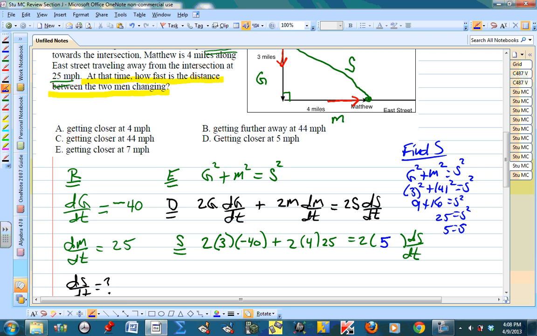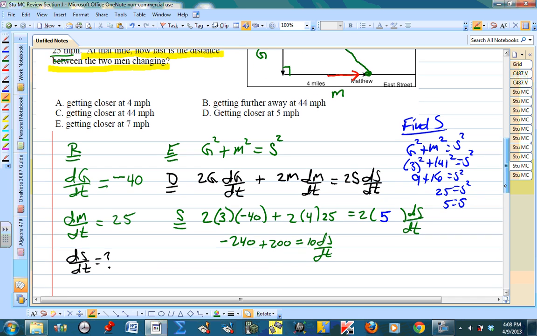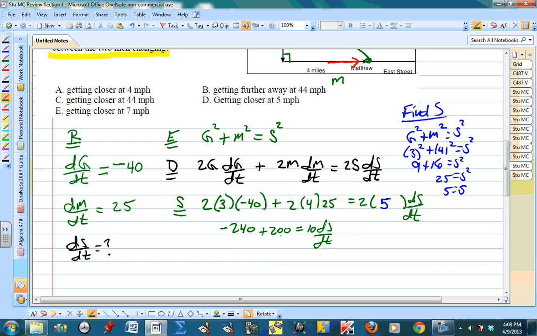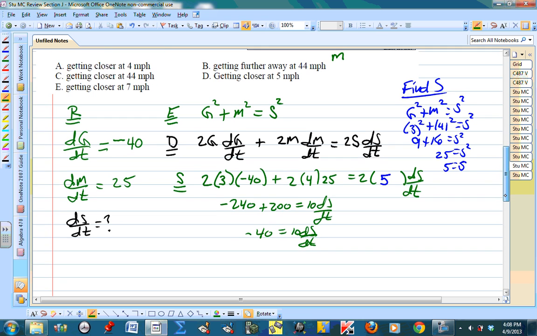All right. Now it's just algebra time. 2 times 3 is 6, times negative 40 is negative 240. 2 times 4 is 8. 8 times 25 is 200. 2 times 5 is 10. Negative 240 and 200, call that negative 40. Divide by 10.